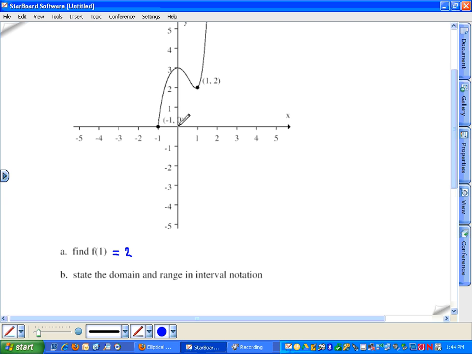Or 0 as an input has an output up here, it's 3. 1 has an output of 2. 2 has an output that's way up here on the graph somewhere. If I begin at negative 1 and go all the way to the right on the x-axis, I can go all the way out to positive infinity. And if I go up high enough on the graph, I'd be able to find an output there. So the domain, using interval notation, begins at negative 1 to infinity.